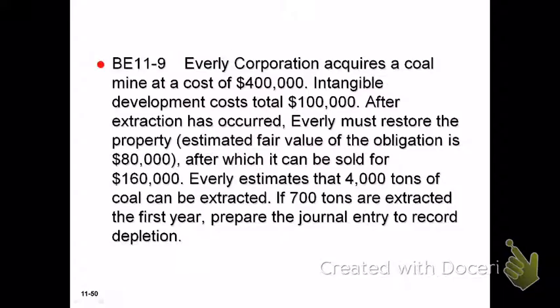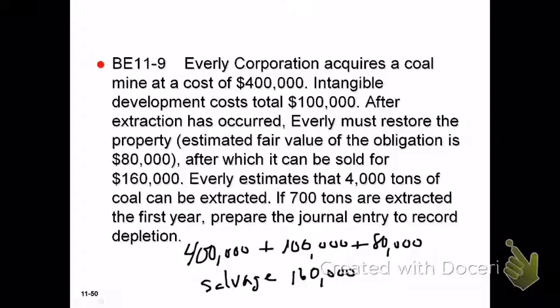So here's an example. We have a coal mine that they paid $400,000 for the land, $100,000 in development costs, and they have an obligation to restore the property after they're done mining. That's going to cost them some amount of money in the future. The present value of that is $80,000. So these are our costs. And it has a salvage value, they think, of $160,000.